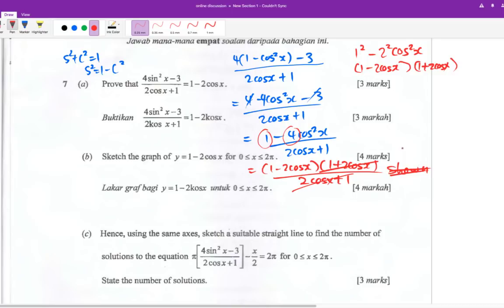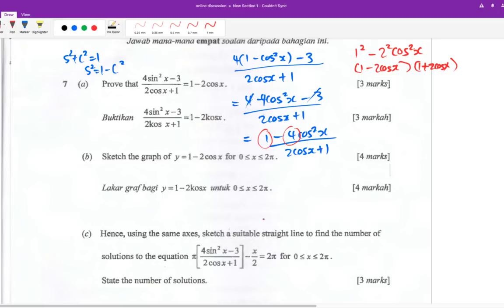Oh, no, proof, I will write proven, because the question asks you to prove. Alright, this is how we do this kind of identity question. So what happened here is basically we have to sketch the graph for this one.